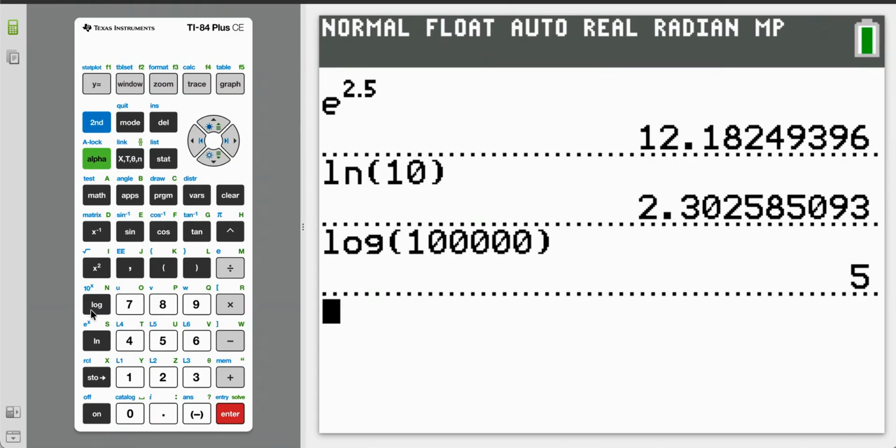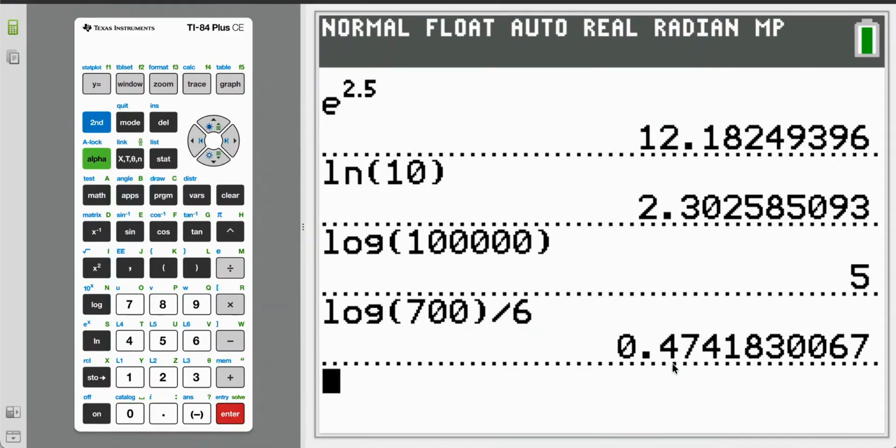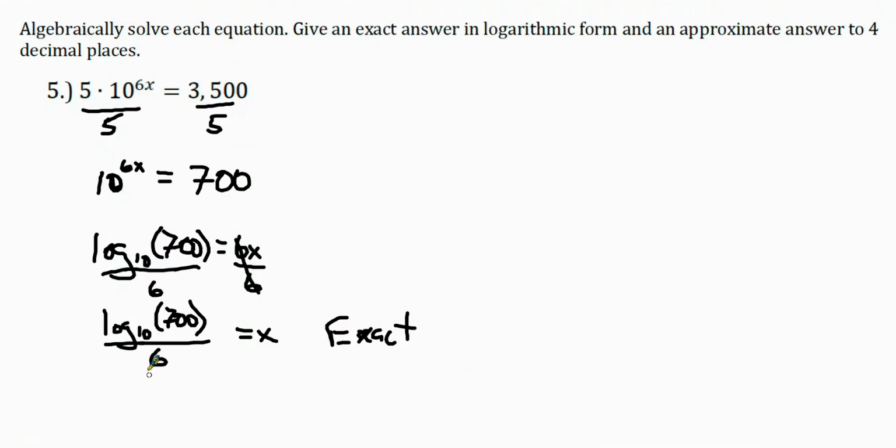So again, base 10, so I can just use the log button. So log of 700. Make sure that we close the parenthesis to show that I am dividing this whole thing by 6. That divide by 6 is not inside of the log, it's outside. So close the parenthesis, and now we want to round to 4 decimal places. That would be 0.4742, right? Since the 5th digit is 5 or greater, the 4th digit would get rounded up 1 spot. So my approximate answer then is 0.4742.